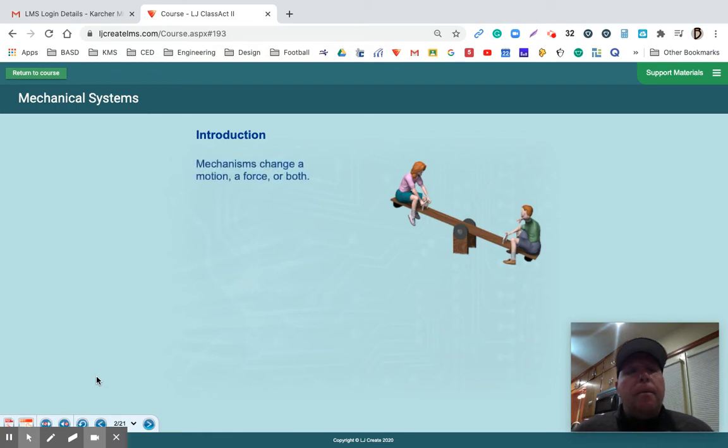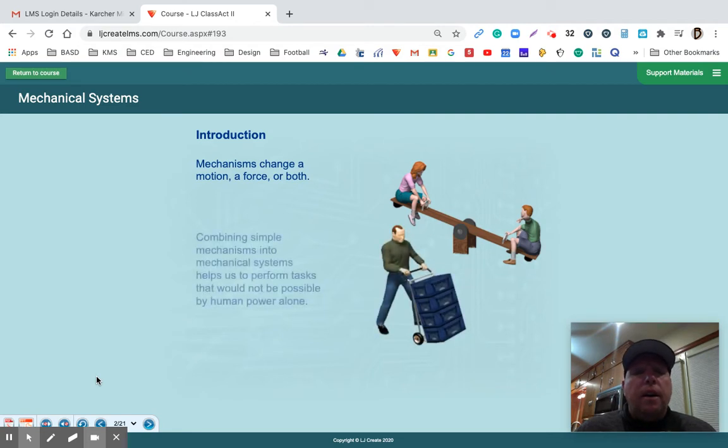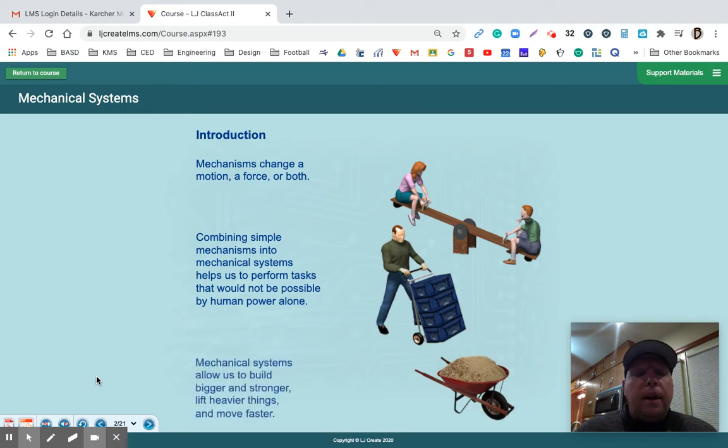Introduction. Mechanisms change a motion, a force, or both. Combining simple mechanisms into mechanical systems helps us perform tasks that would not be possible by human power alone. And finally, mechanical systems allow us to build bigger and stronger, lift heavier things, and move things faster.